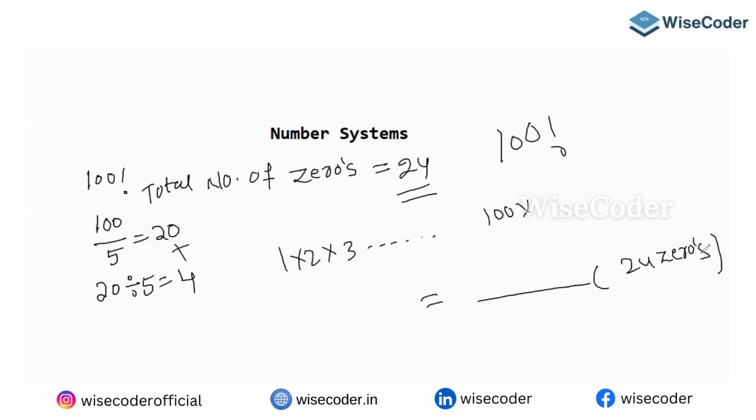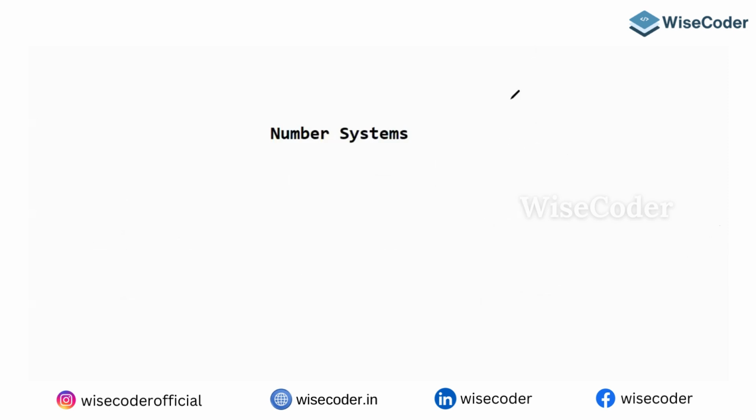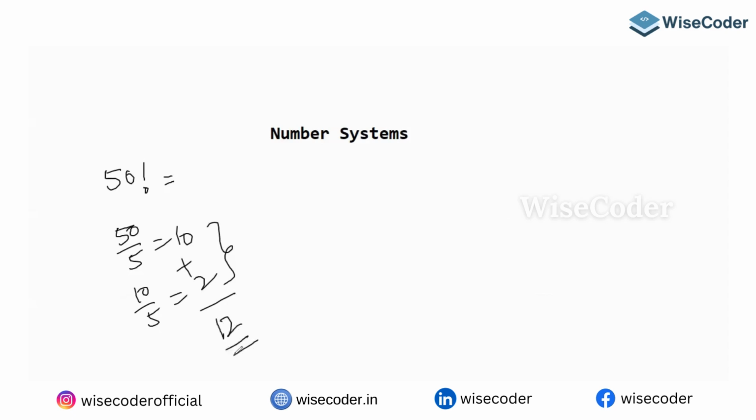This is how you need to find the number of zeros. And if you want to know how many zeros are there in 50 factorial? Simple. 50 divided by 5 is 10. 10 divided by 5 is 2. So in 50 factorial, 12 zeros are there.